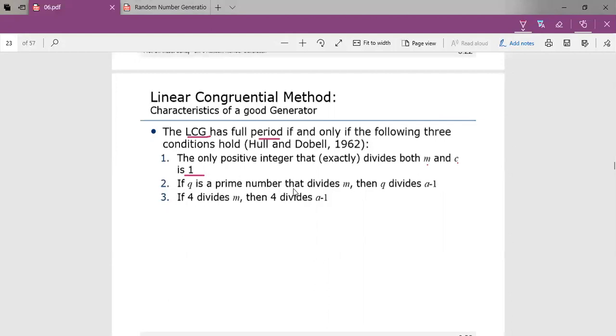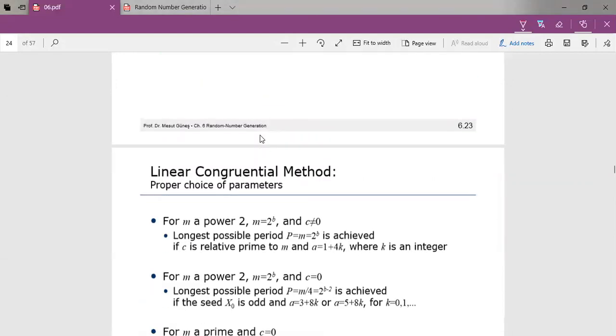If q is a prime number that divides m, then q divides a minus 1. We have m and a as parameters. If some prime number divides m, then the same prime number should also divide a minus 1. If 4 divides m, then 4 divides a minus 1. This is something like an example. And this condition should hold good if we want to achieve a maximum period and make it a good generator.